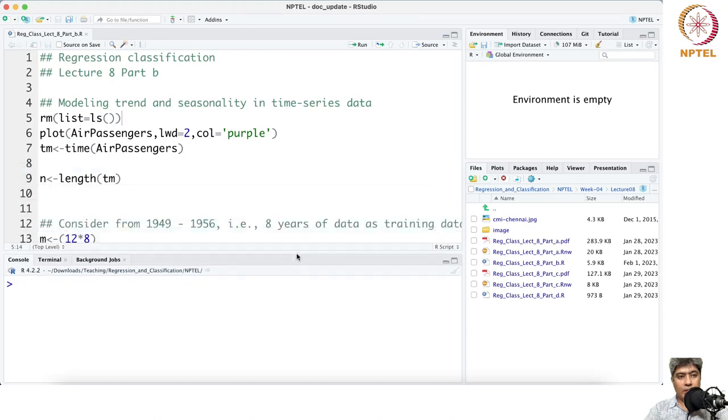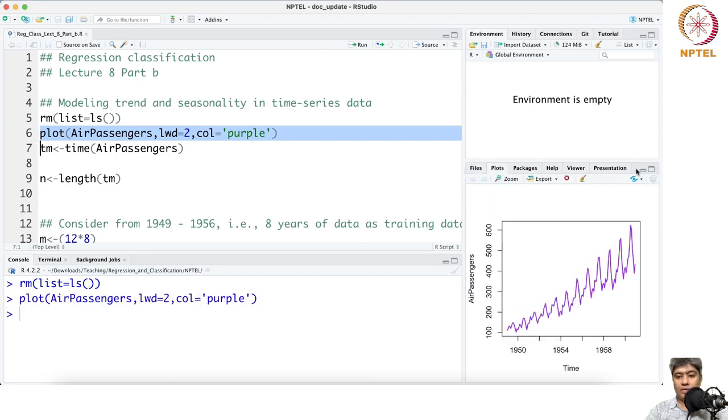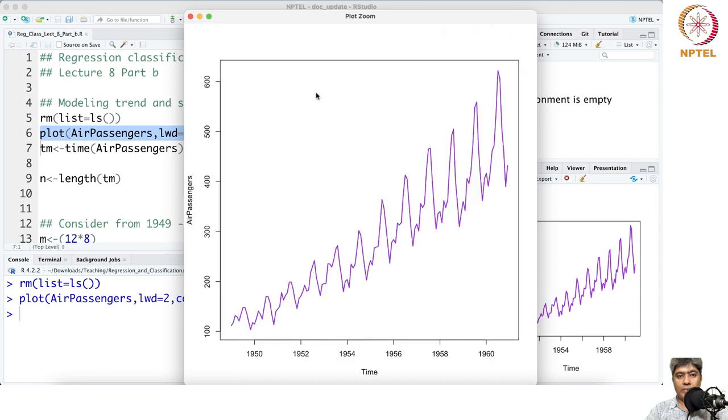So let me start R, and I will share this code on the NPTEL portal. The first line just removes the environment, cleaning any variables that are there. If you run AirPassengers, which is available in the base datasets, it will plot the air passenger data set. The data set is over the time period from the early 1950s to 1960, and here are the air passenger values.